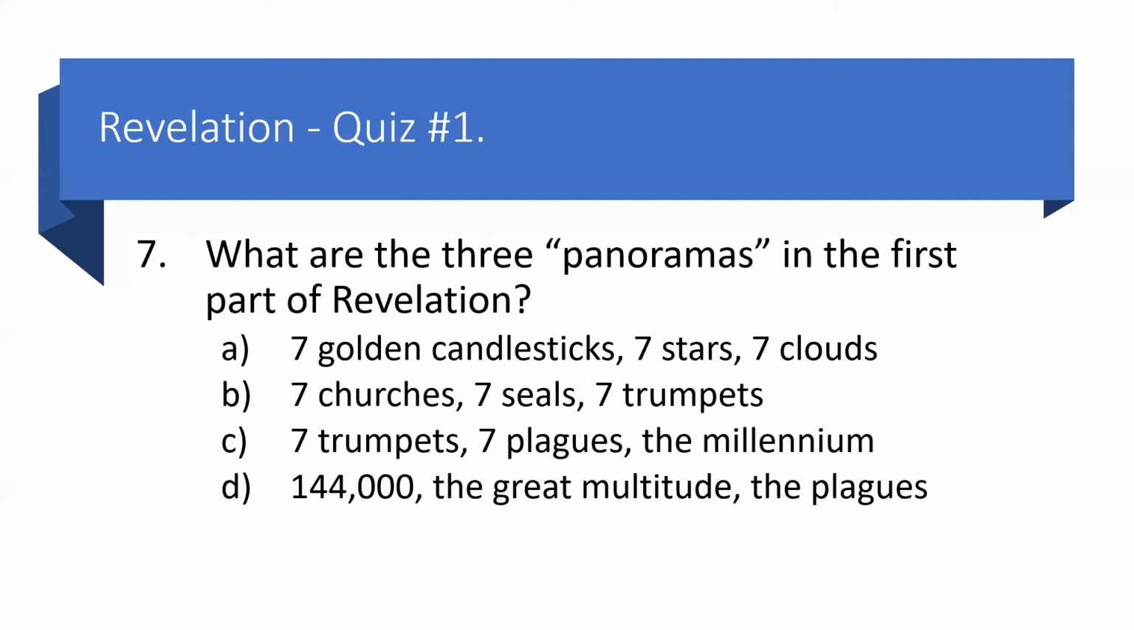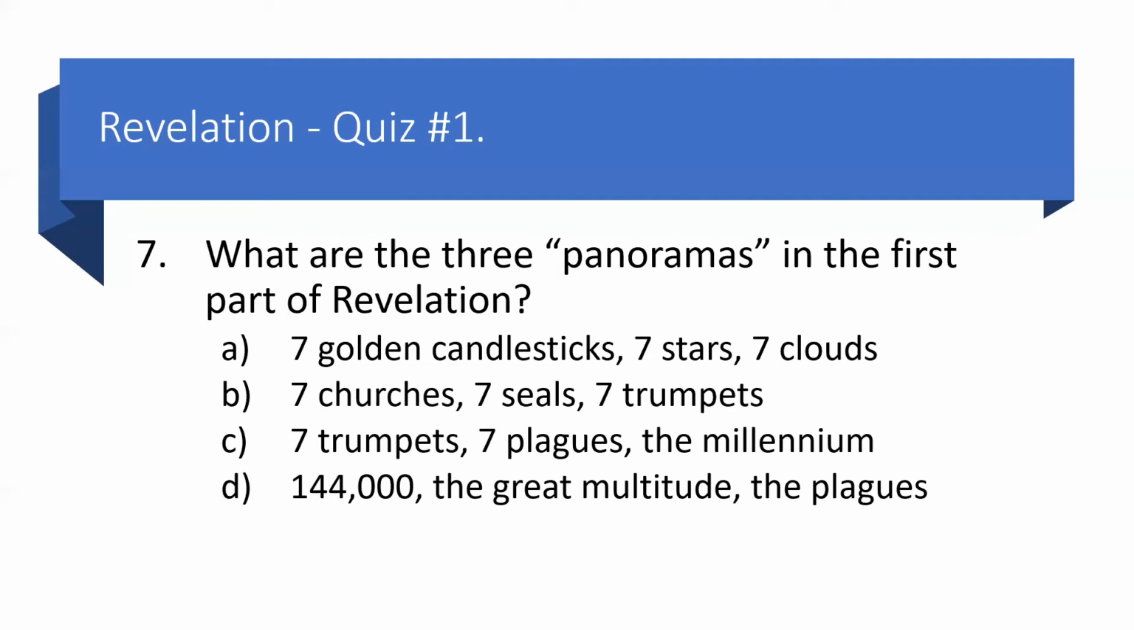So, what are the 3 panoramas in the first part of Revelation? And of course, when we say the first part, we mean from chapters 1 to 14, right? Or 12 even, the first part. What are the 3 panoramas? Are they the 7 golden candlesticks, the 7 stars and the 7 clouds?